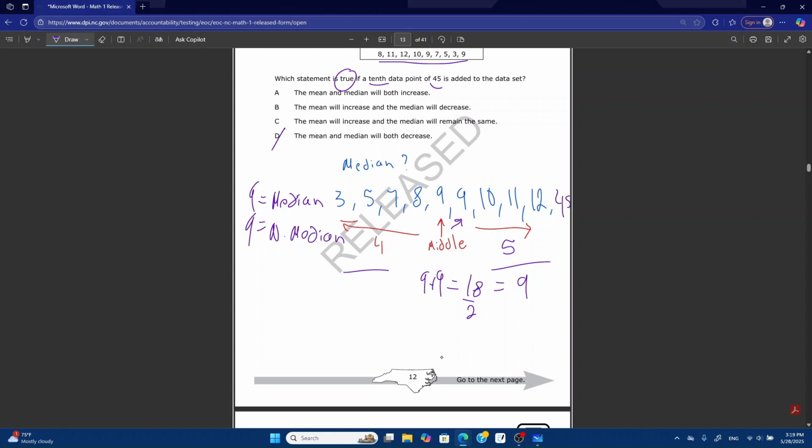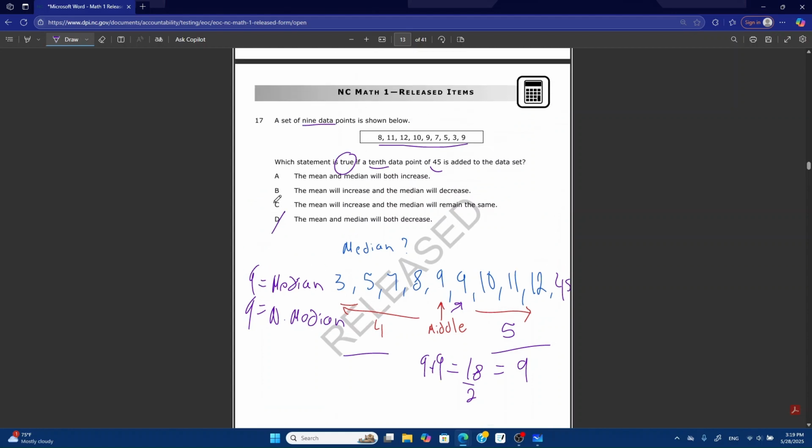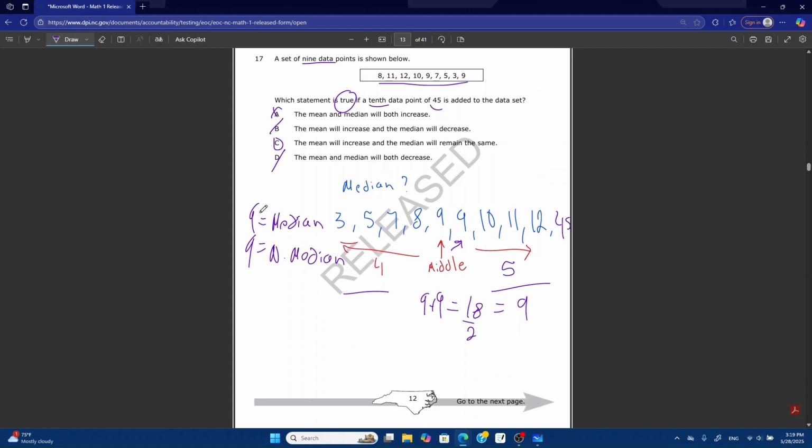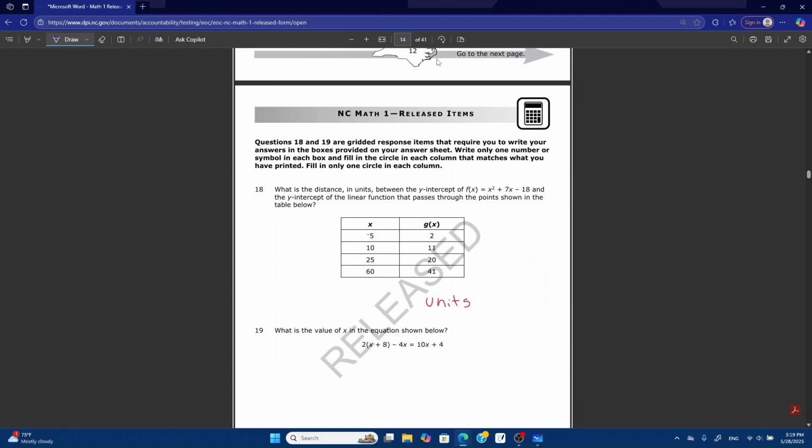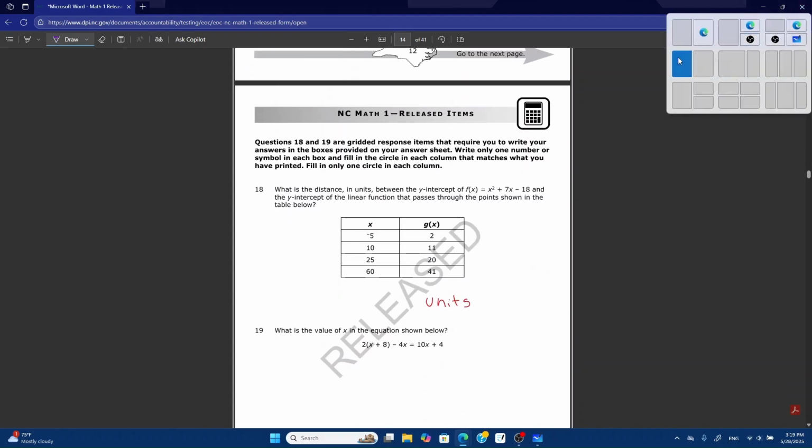So what is our correct answer? C. We can cross out A and B because our median stayed the same in both situations. 9 new, 9 old. All right, so moving on. Question 18.